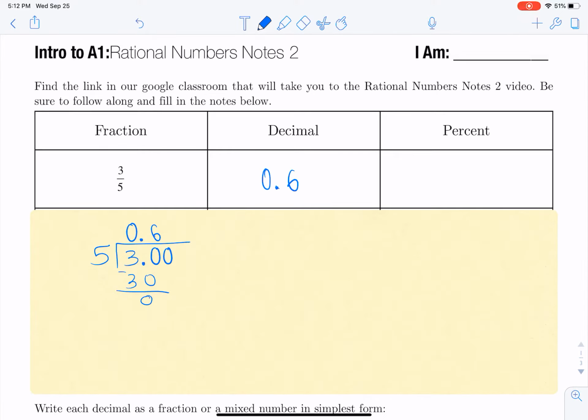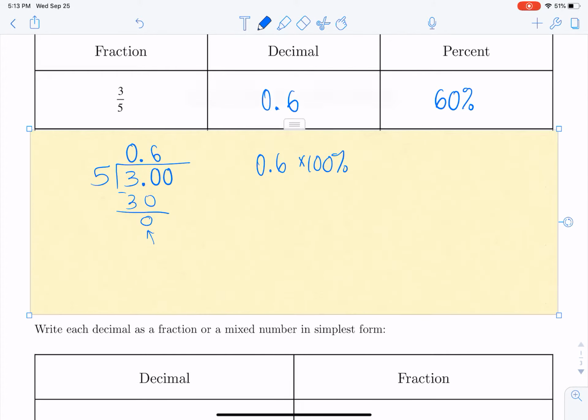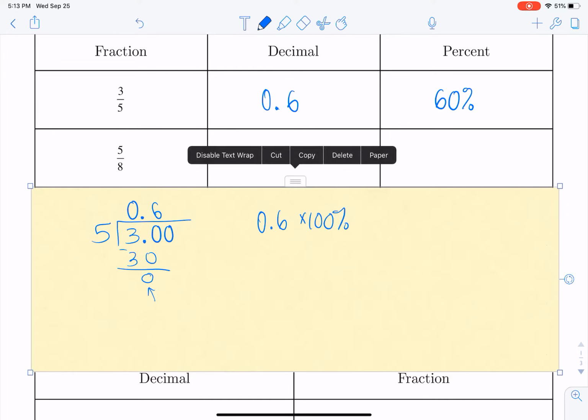So 3/5 as a decimal is 0.6 or 6/10, and we would call this a terminating decimal. This decimal ends because here I have a remainder of 0. And if I wanted to turn this into a percent, I can multiply 0.6 times 100%, and that will give me 60%. So let's move on to the next one.